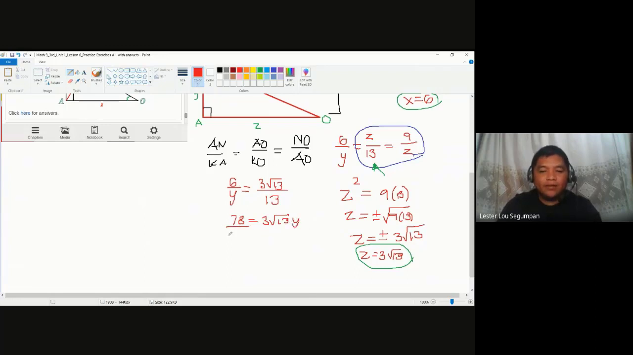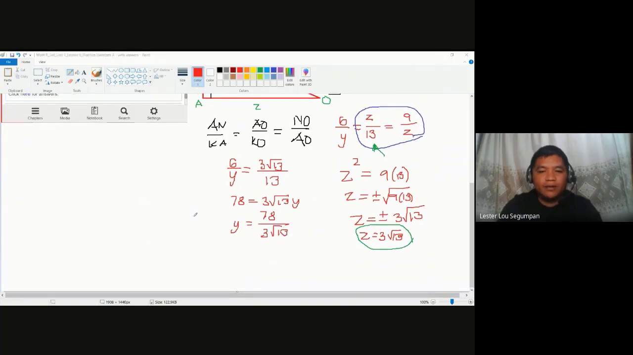Divide both sides by 3 square root of 13, right? So you will have y is equal to 78 over 3 square root of 13. 78 can be divided by 3, right? Which is actually equal to 26 over square root of 13. Rationalize this one by multiplying square root of 13, square root of 13.